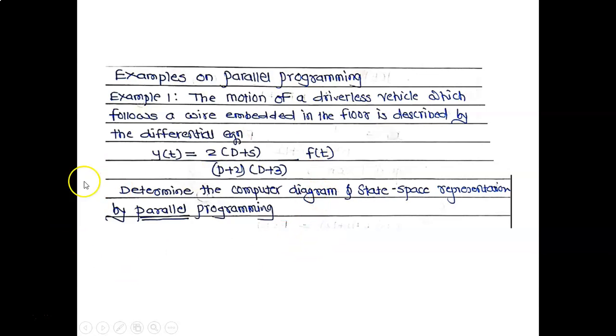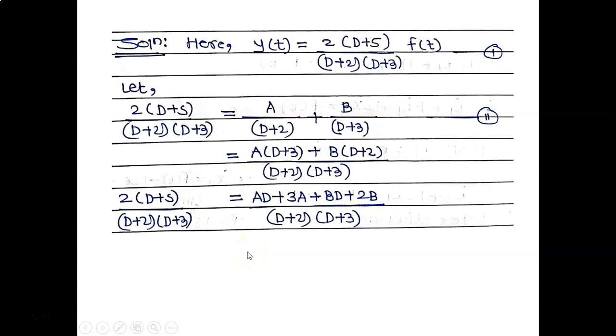We will solve this example by parallel programming. Solution: here y(t) is equal to 2(D plus 5) divided by (D plus 2)(D plus 3) times f(t), equation 1. Now, in the case of parallel programming, we have to use the partial fraction method. Therefore, let 2(D plus 5) divided by (D plus 2)(D plus 3) be equal to A divided by (D plus 2) plus B divided by (D plus 3), equation 2.